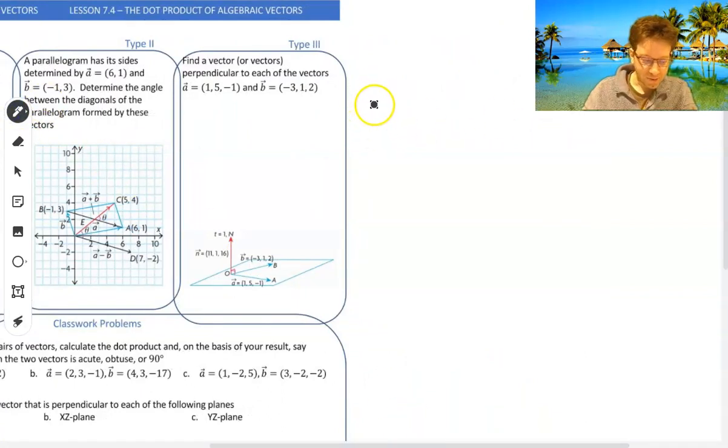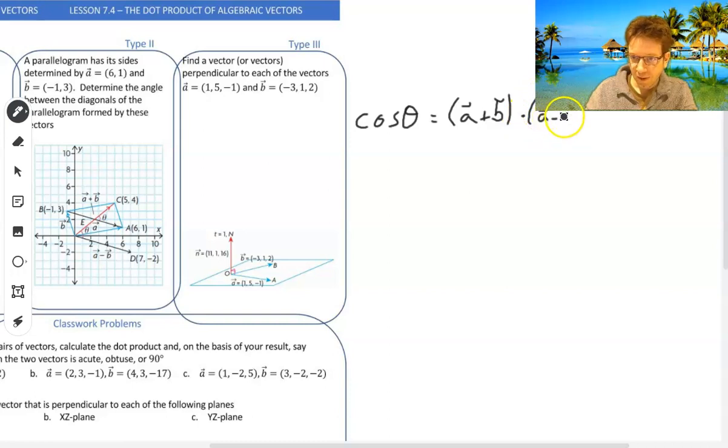Rearranging the dot product, again, we have the cos theta. But what are we going to take the dot product of? Well, these two vectors, the diagonals. If this is A and this is B, connected tail to tail, we know that red diagonal is A plus B. The other diagonal is going to be A minus B. So we want to take the dot product of these two vectors, A plus B and A minus B.